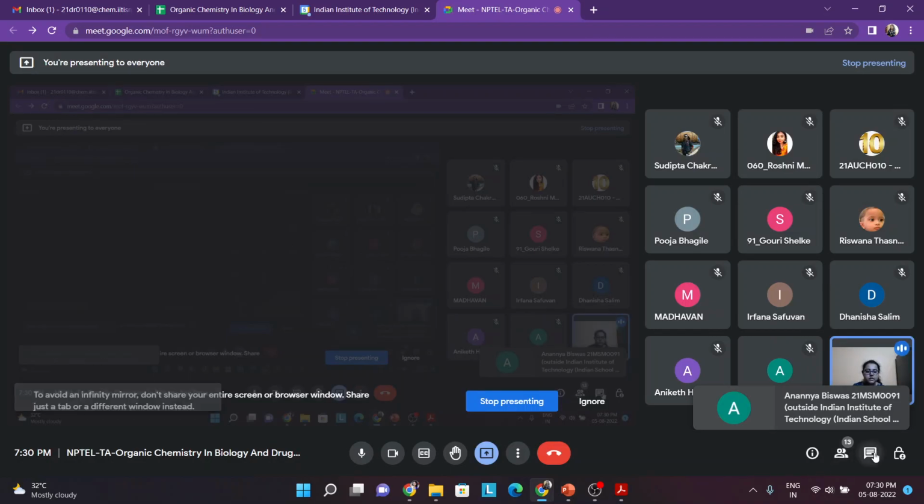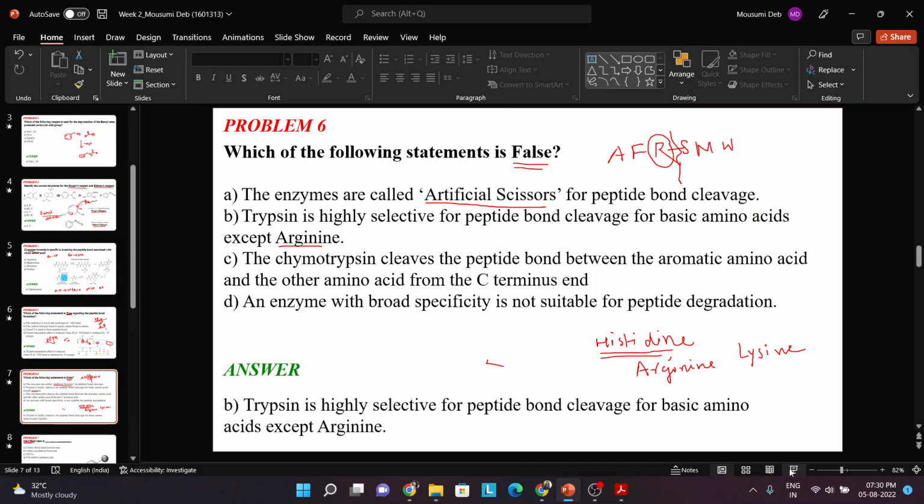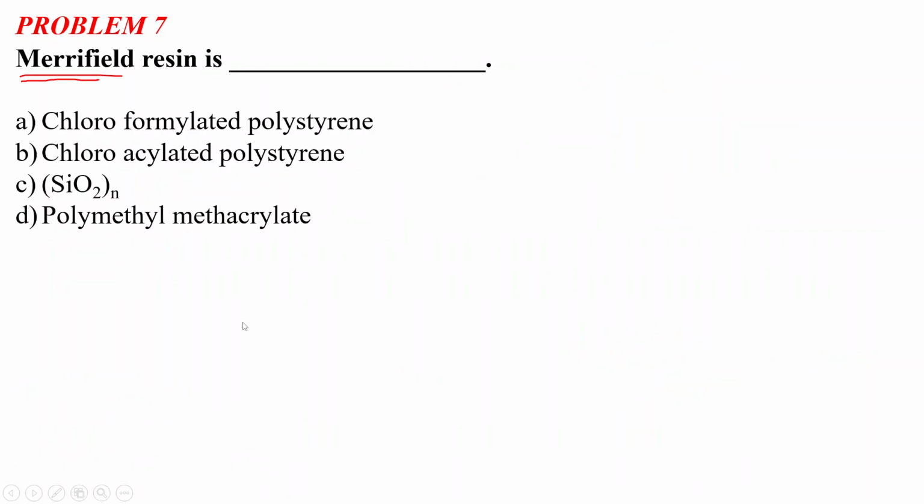Merrifield is the name of a scientist who developed the technique of solid phase peptide synthesis. And why is solid phase peptide synthesis important? Because there can be solid phase peptide synthesis and also solution phase, but when we intend to synthesize a long peptide chain, solution phase synthesis is not that feasible. So Merrifield discovered solid phase peptide synthesis, and for that we have a resin bead.